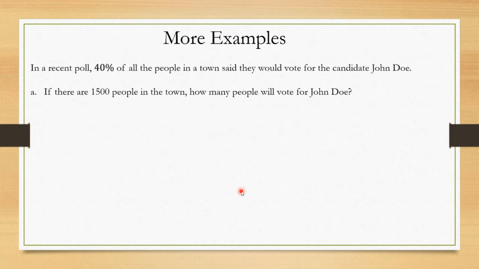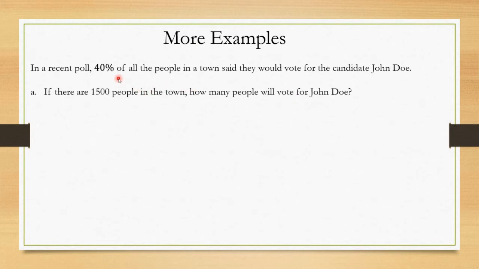Okay, but before we get to the tips, actually, let's consider this. This is kind of like what I was saying before, how percentages can be used in the news and stuff. You might see, okay, it turns out 40% of all the people in some town said that they're going to vote for this person. But what does that really mean, though? What is that telling us? Well, let's suppose there are 1,500 people in the town. We can determine how many people are going to vote for this person, John Doe.